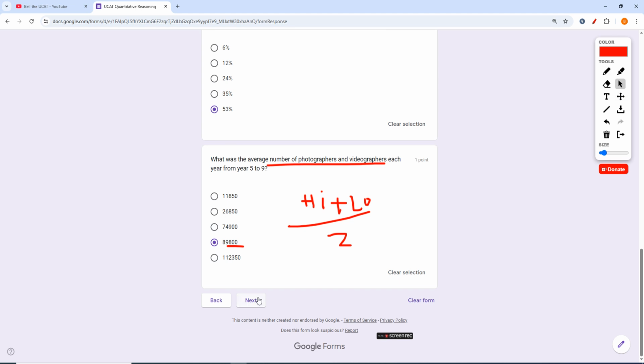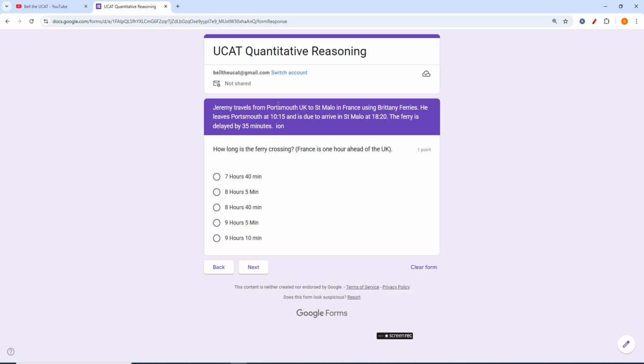Doing good. Doing great. Right, okay, except my throat. Right, Jeremy travels from Portsmouth, UK to Brittany, France, leaves Portsmouth and arrives and so on. The ferry is this one. Okay, the ferry is delayed by 35 minutes.